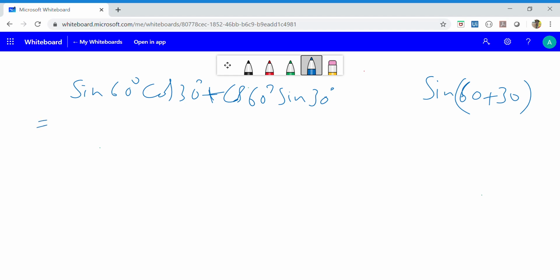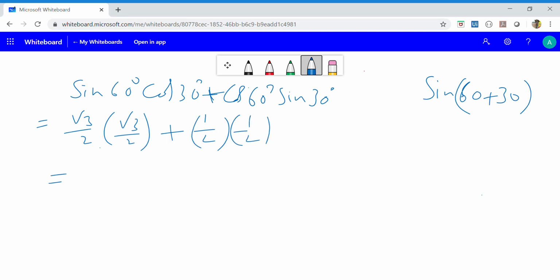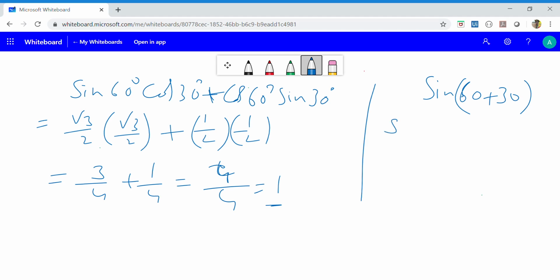So sine 60 is root 3 by 2 and cos 30 is also root 3 by 2, plus cos 60 is 1 by 2 and sine 30 is also 1 by 2. So what is the answer? 3 by 4 plus 1 by 4 is nothing but 4 by 4, which is equal to 1. So this LHS value is 1. And sine 30 plus 60 is sine 90 degrees, and sine 90 degrees is also 1.